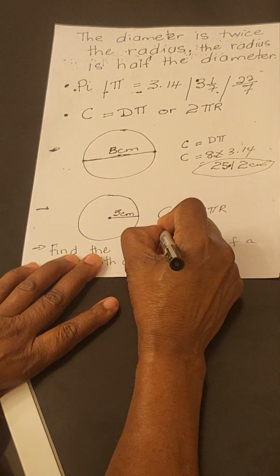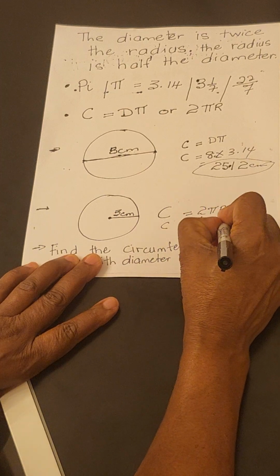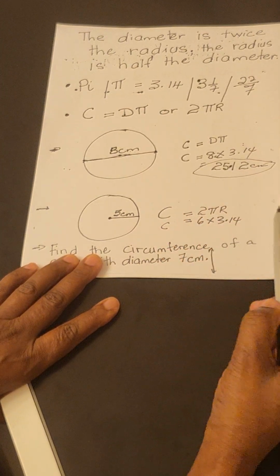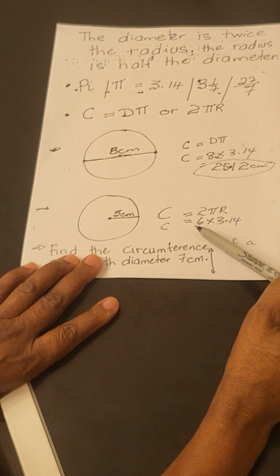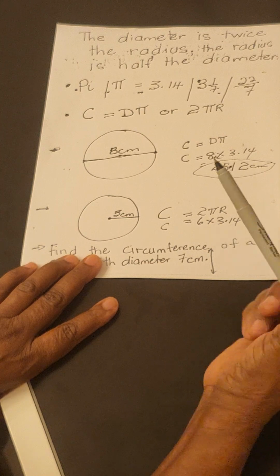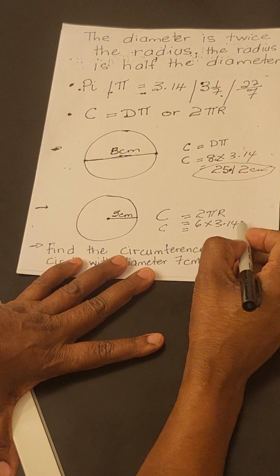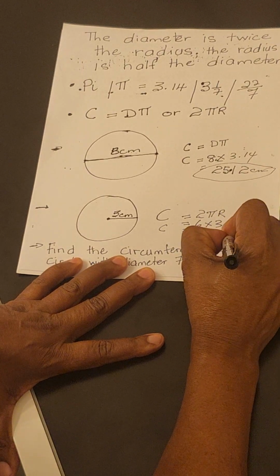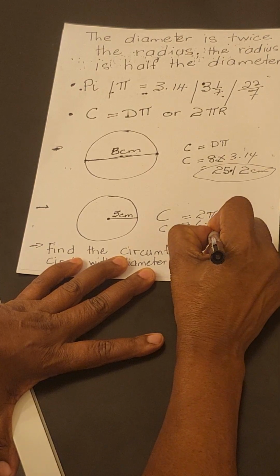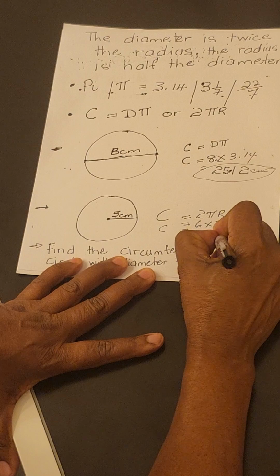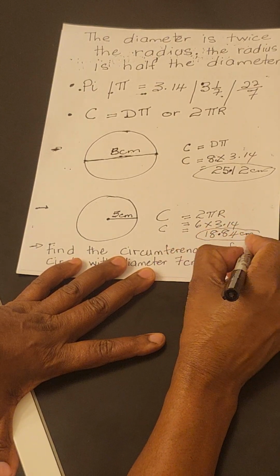So here you have C is equal to 2 times 3 is 6 multiplied by 3.14. And I use 3.14 because 7 is not a factor of 6. 7 cannot divide 6 without leaving a remainder. So my answer is now 6 times 3.14. 6 4s, 24. 6 1s, 6 and 2, 8. 6 3s, 18. 2 decimal places, 18.84 centimeters. And that is my circumference.